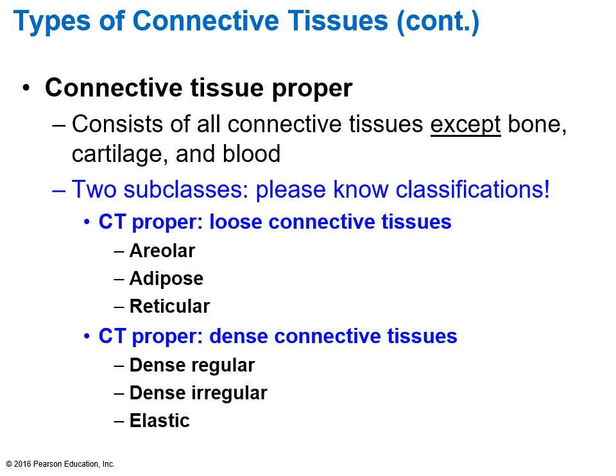These are going to be known as loose connective tissue and dense connective tissue. Please know examples within each of the two subclasses. So as you can see on your slide, the loose connective is going to be the areolar, adipose, and reticular tissue. And then the dense connective is going to focus on dense regular, dense irregular, and elastic.